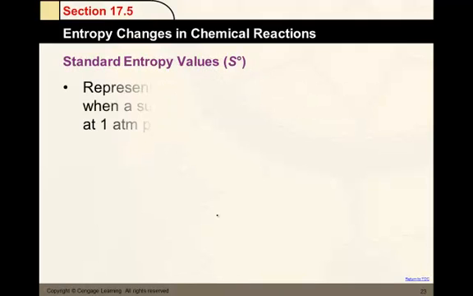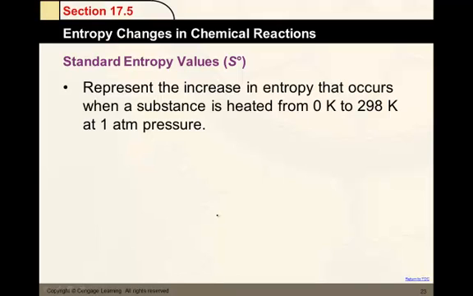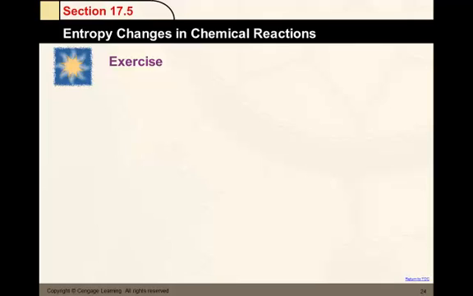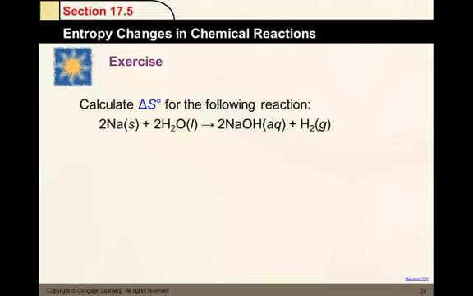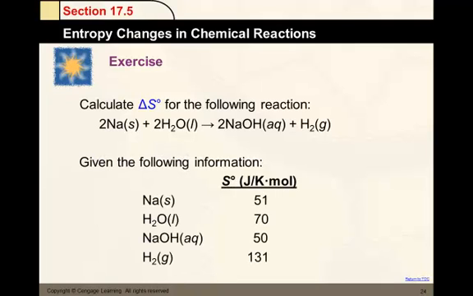And we're going to look at some standard entropy values because we can calculate delta S just like we did delta H. Delta S0 represents the increase in entropy that occurs when a substance is heated from 0 to 298 Kelvin at 1 atmosphere pressure. Here's how we get it. Products minus reactants. So delta S of the reaction is equal to delta S of the products minus delta S of the reactants. So if we had a situation like this, and we wanted to calculate delta S for this reaction, and we're given the following information.